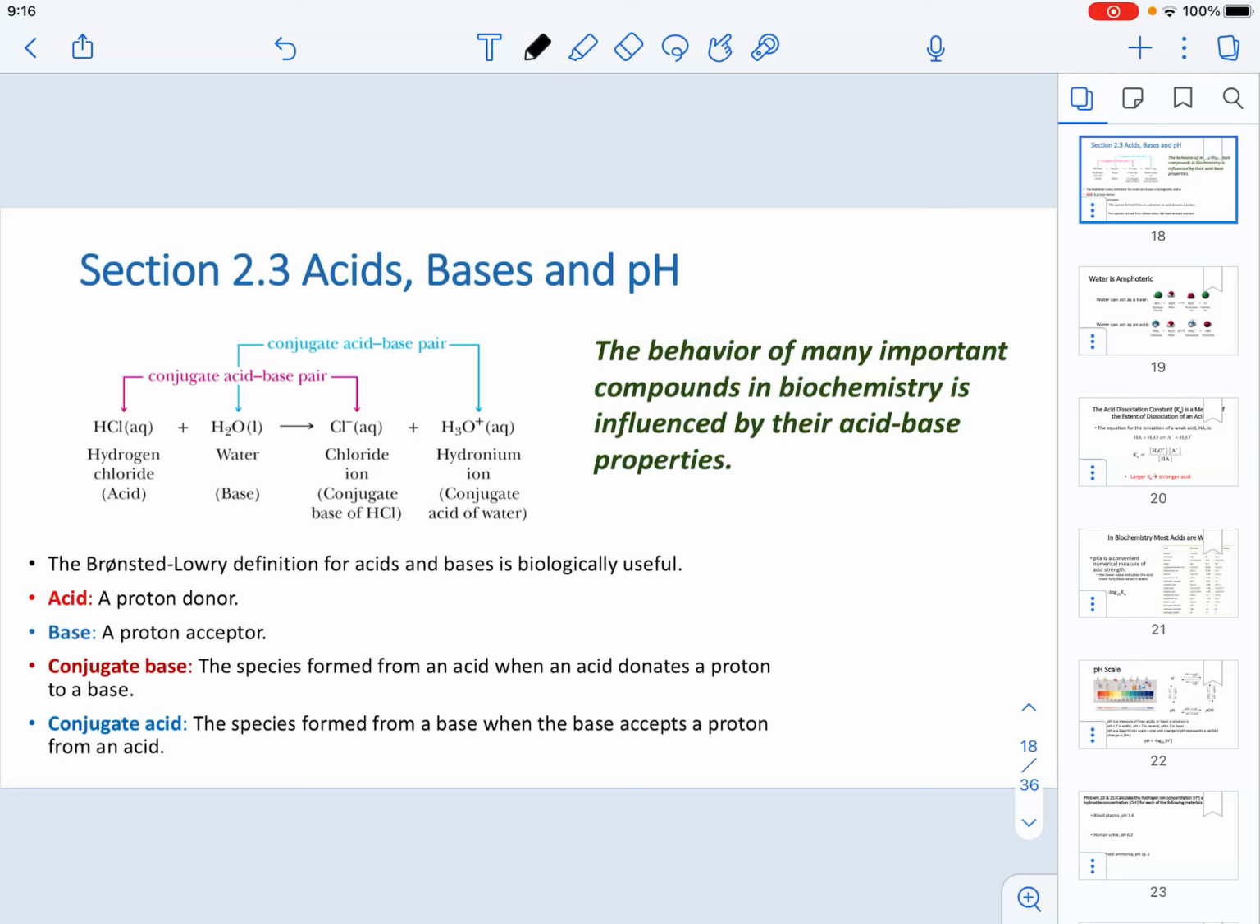In this video, we are going to continue talking about the concepts of Chapter 2. Now, we are going to be discussing acids, bases, and pH. Understand that the behavior of many important compounds in biochemistry is influenced by their acid-base properties. There are many definitions for acids and bases, but primarily in biochemistry, what we are going to be utilizing is the Bronsted-Lowry definition for acids and bases.